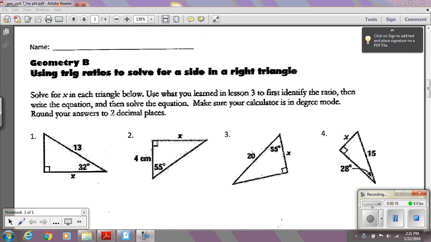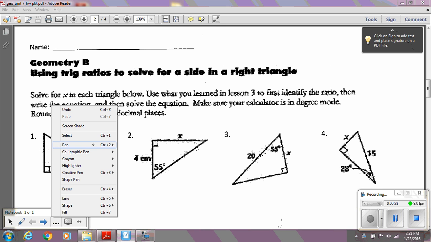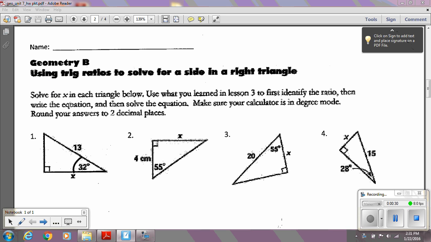Alright, on the first problem, our reference angle is down here in this corner. According to that reference angle, I have the hypotenuse, which is 13, and I have the adjacent side, which is x. So because I have adjacent and hypotenuse, I can use cosine. So when I set up the ratio, cosine of 32 degrees is going to equal x over 13.